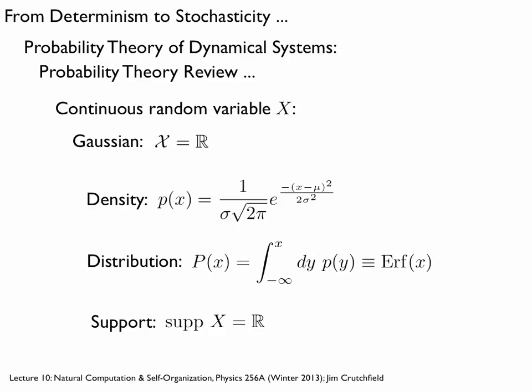Now, the cumulative distribution function is kind of a complicated object. I want to know the probability that x is less than this value x. I integrate the density from minus infinity up to the value I'm interested in, which integral one cannot do in closed form, but it happens so often that it's given a name. It's called the error function. It kind of highlights a little bit why often it's more intuitive to work with densities.